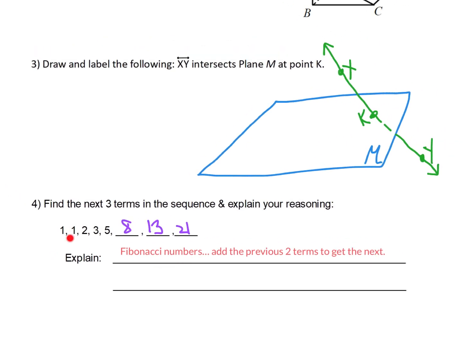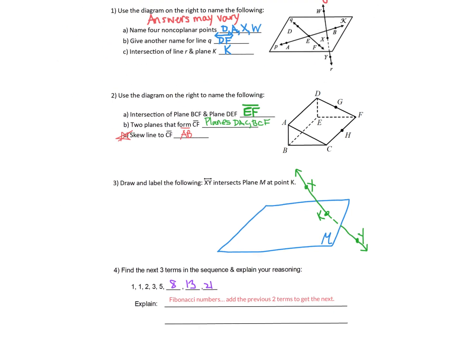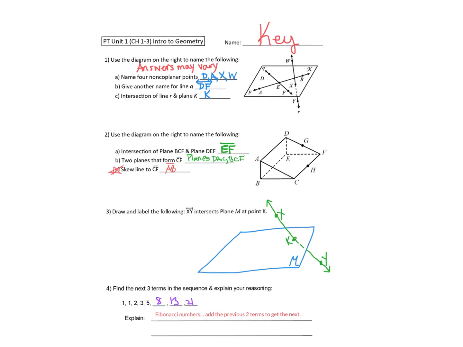So you're adding the previous 2: 1 plus 1 is 2, 1 plus 2 is 3, 2 plus 3 is 5, adding the previous 2 terms to get to the next. Okay, so let me zoom out here on those. You can pause the video at this point if you need to take a look at all those answers.